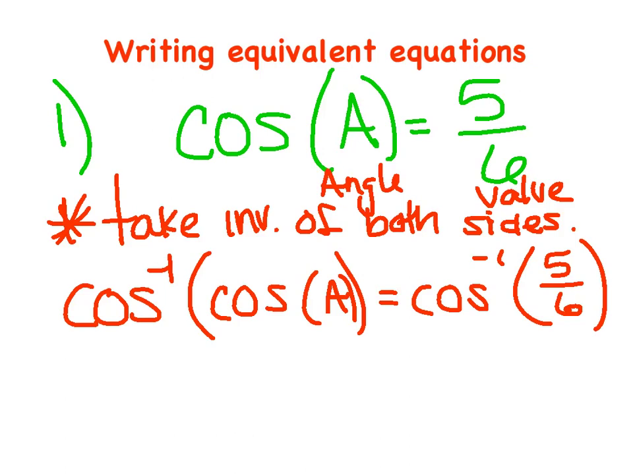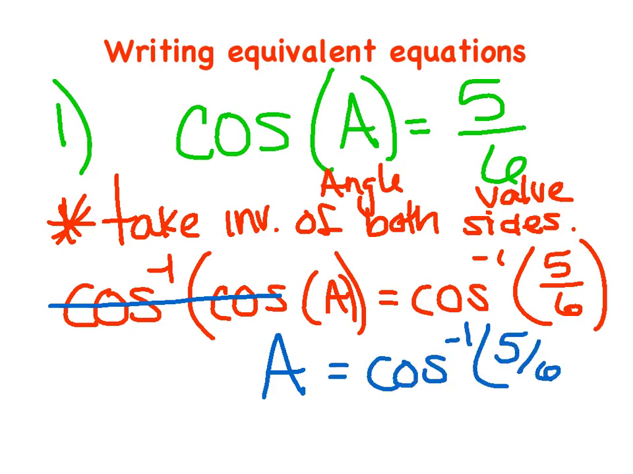Now here's the deal. Any function and its inverse zap each other out. So all that's left on this side is A equals cos inverse of 5/6. And all we're doing, like I said, is writing equivalent expressions. This is how I would solve the angle, cos inverse of 5/6.